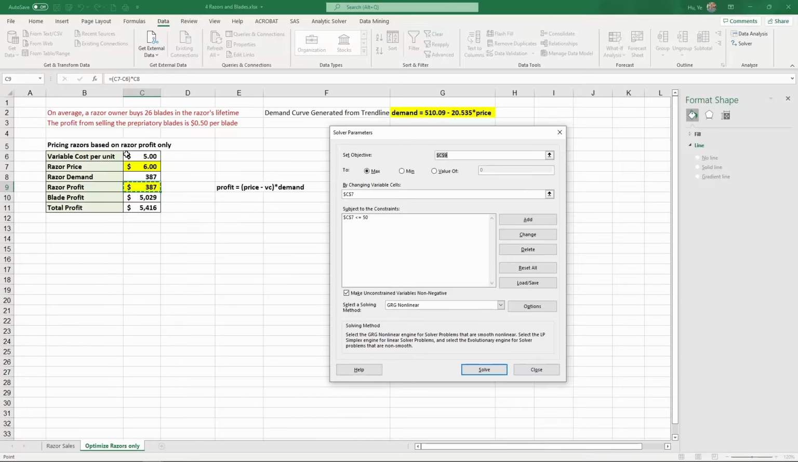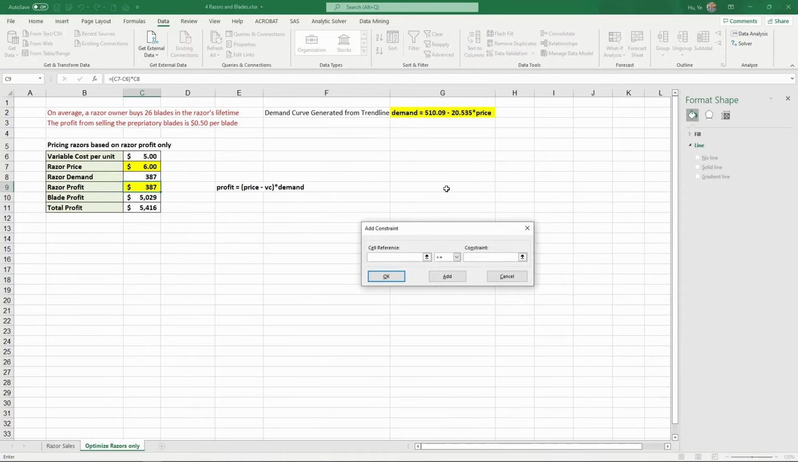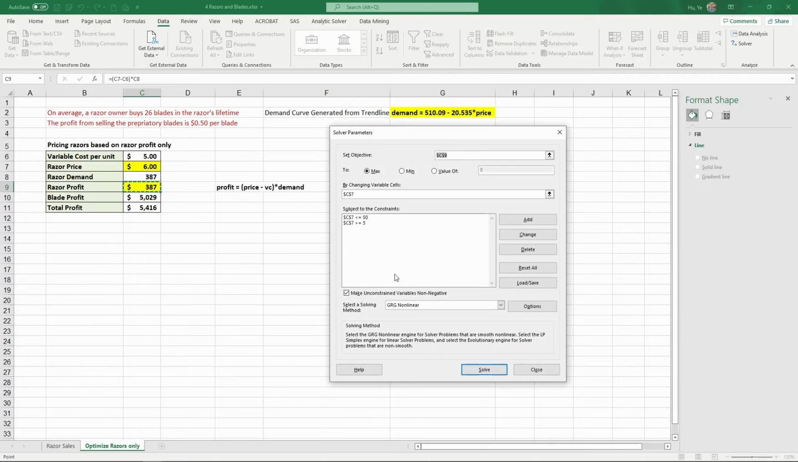Since we already know the variable cost is $5, it really cannot go below 5, otherwise we're not going to be in this business. So again, constrain the price to be larger than or equal to $5. Click OK. So now we have set the constraints on the price. Uncheck this because it's not necessary.